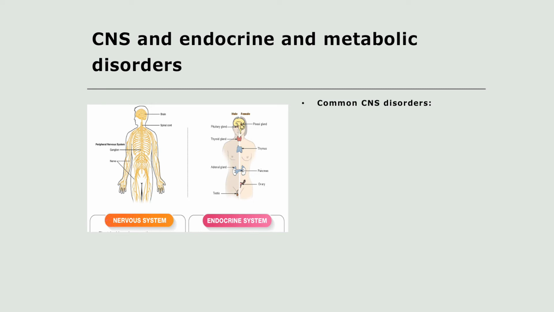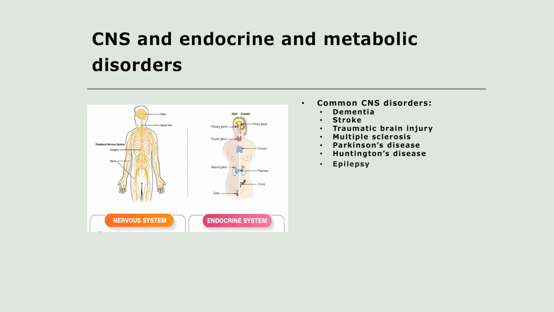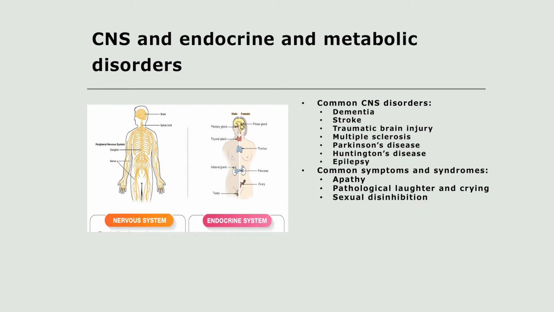Disorders of the central nervous system include the following: dementia, stroke, traumatic brain injury, multiple sclerosis, Parkinson's disease, Huntington's disease, and epilepsy. The various neurological disorders feature the following common symptoms and syndromes: apathy, pathological laughter and crying, and sexual disinhibition.